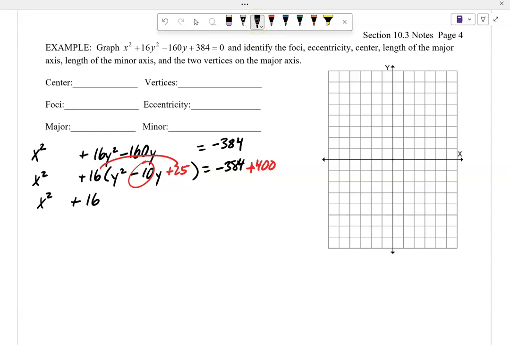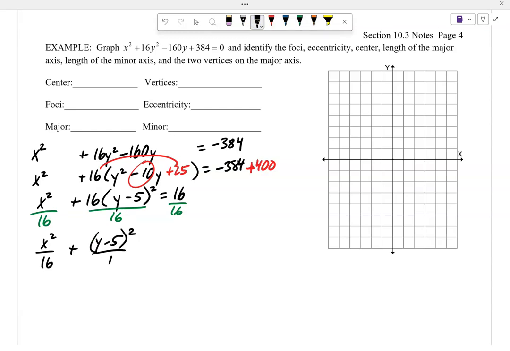That's a perfect square. That's nice. This one now will factor into y minus 5, y minus 5. And we got negative 384 plus 400, which is what, 16? Now I want this equal to 1, so let me divide everybody by 16. So I get x squared over 16 plus y minus 5 squared over 1 equals 1. Perfect. See how I'm in the form.